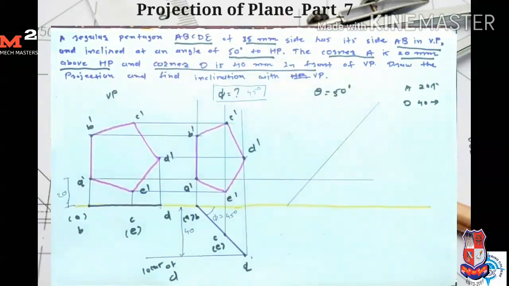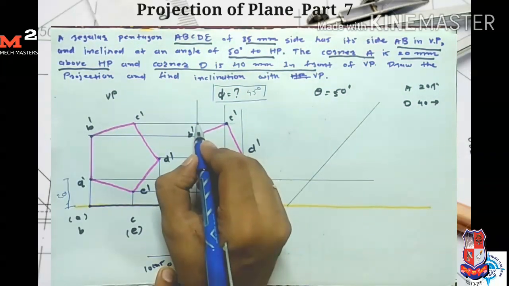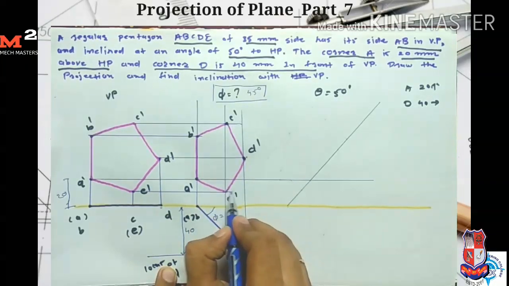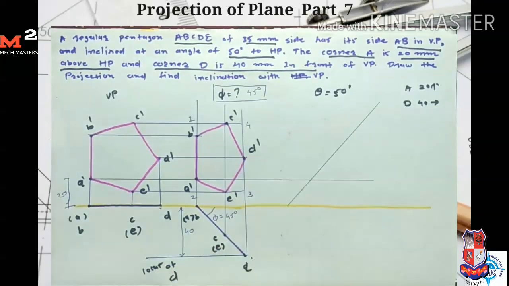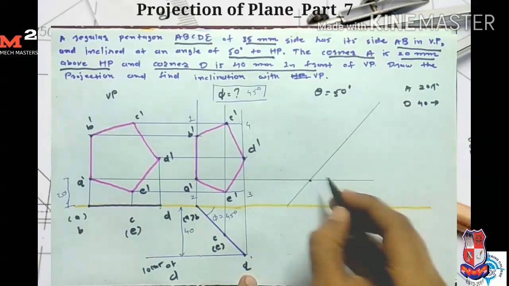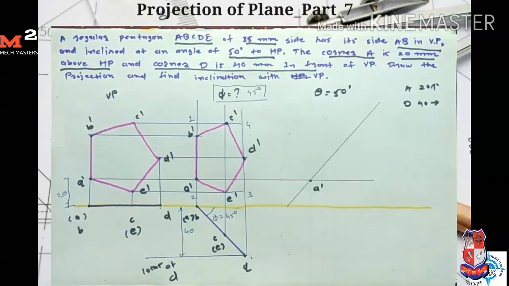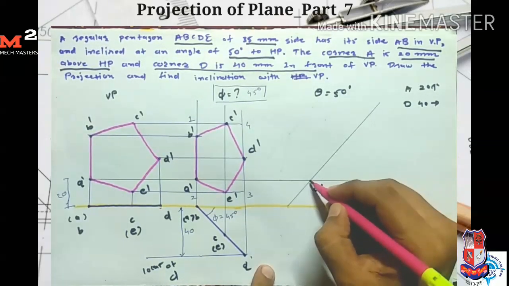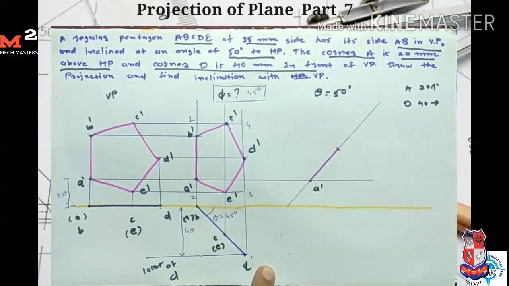I require to draw this pentagon here, so I use the rectangle method. First I draw one rectangle here and give the names 1, 2, 3, 4. Now, when I draw the front view for the third stage, I take care of the condition that point A is 20 mm above HP. So first I mark point A dash here, on this locus of point A dash. Now I mark point B dash at a distance of 35 mm from point A dash. So here I get my point B dash.